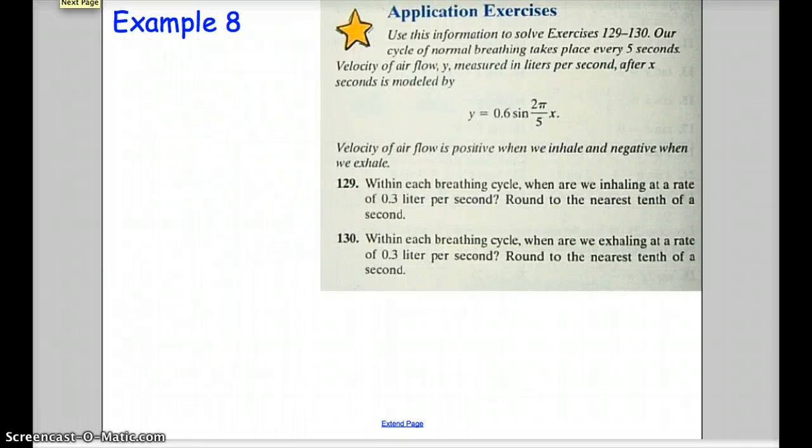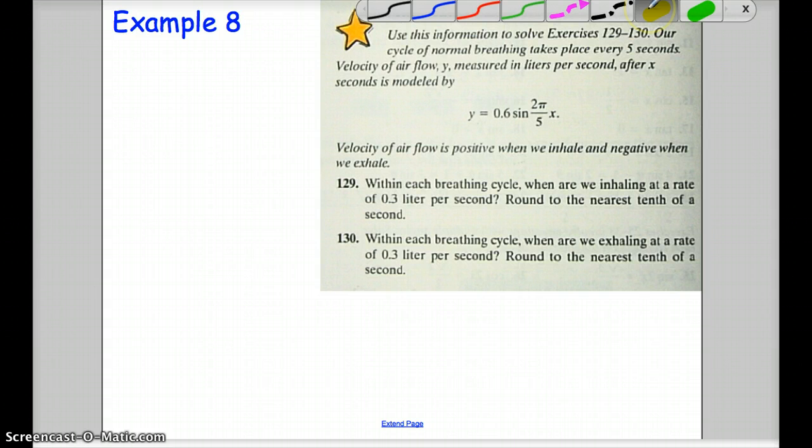Example number 8 is going to start getting us into real life problems, application questions. So this is in your book in case you can't read this very well. It's questions 129 and 130. We're going to use the information to solve these problems. Our cycle of normal breathing takes place every 5 seconds. Velocity of airflow y measured in liters per second after x seconds is modeled by the following function. So those are some important pieces.